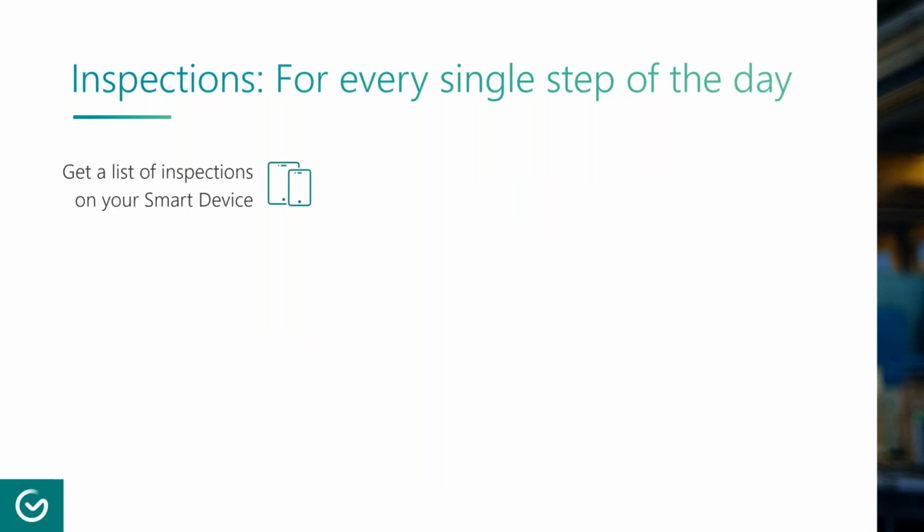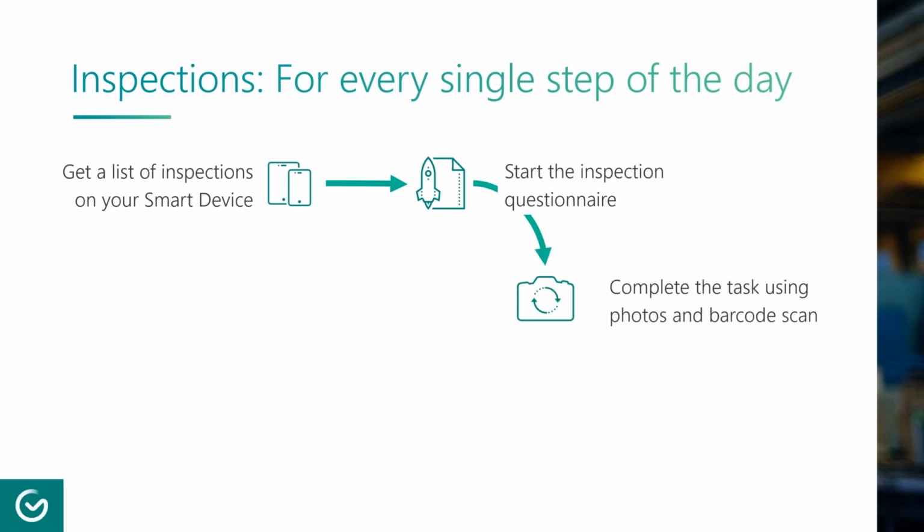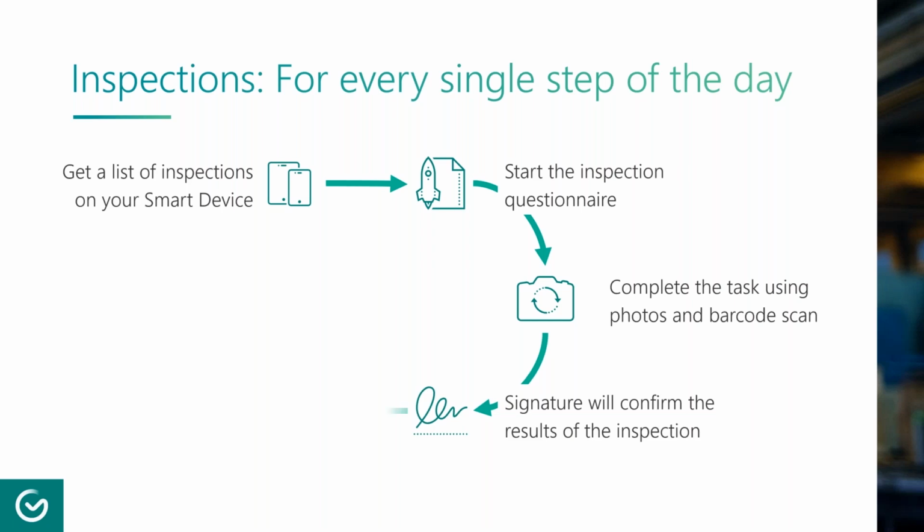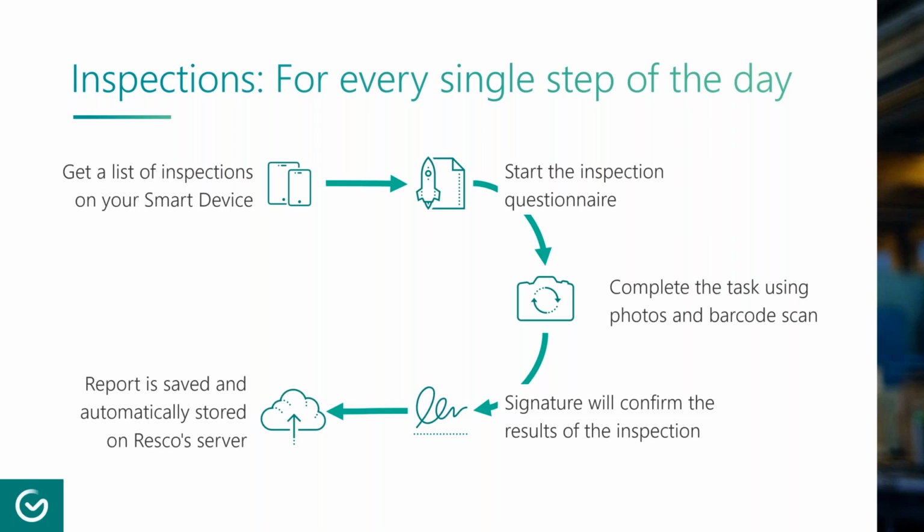So we look at Resco Inspection more like a process. At the beginning, you get a list of inspections on your mobile device or tablet. Then you open your device and you start the inspection with your own digitalized form. Then you collect the data, complete the task using photos, videos, barcode scan. At the end of the digital form, a signature will confirm the result of the inspection. The report is saved, automatically stored on the Resco server as soon as you sync the application.